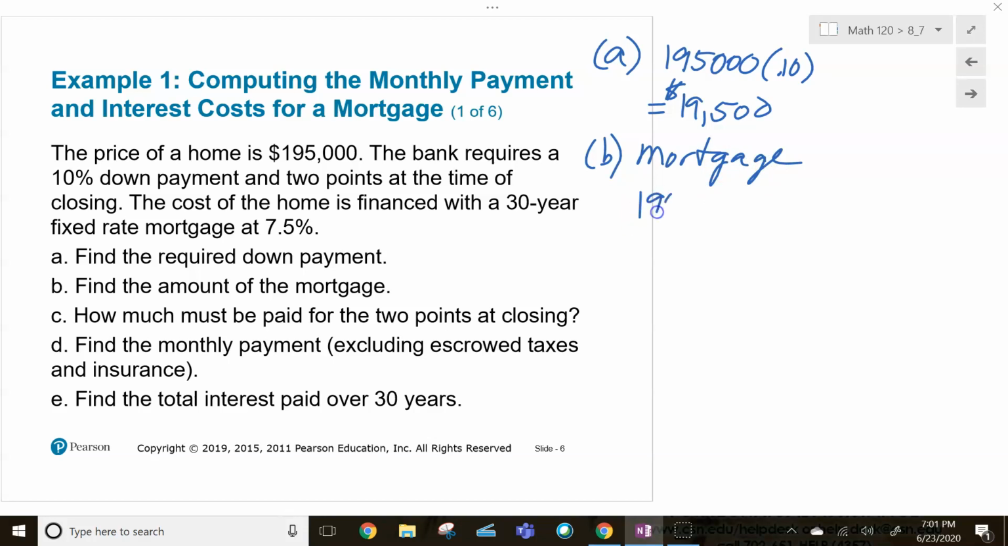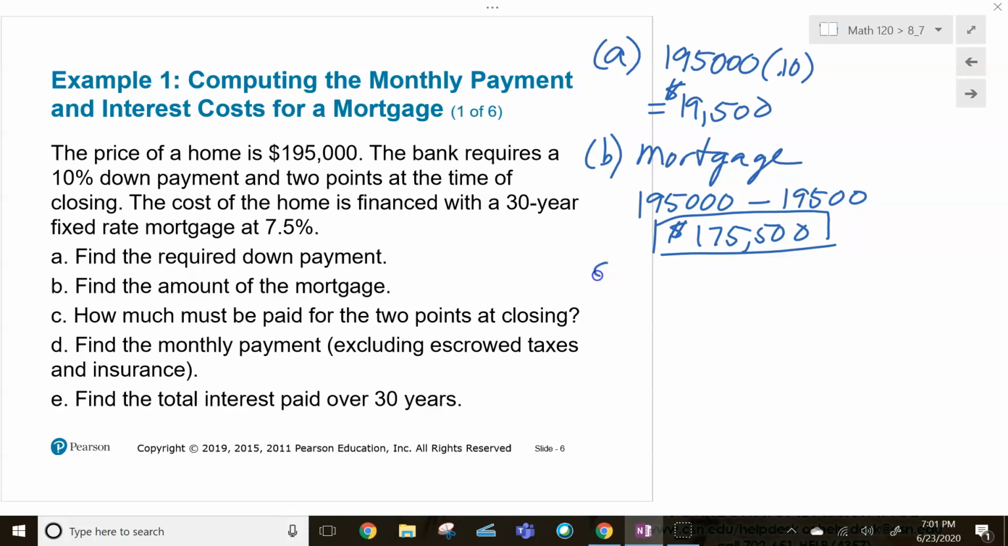Well, you're buying it for $195,000, but you're putting down 19,500 for the down payment. So that leaves you with $175,500 as how much you're going to finance, how much your mortgage is going to be.